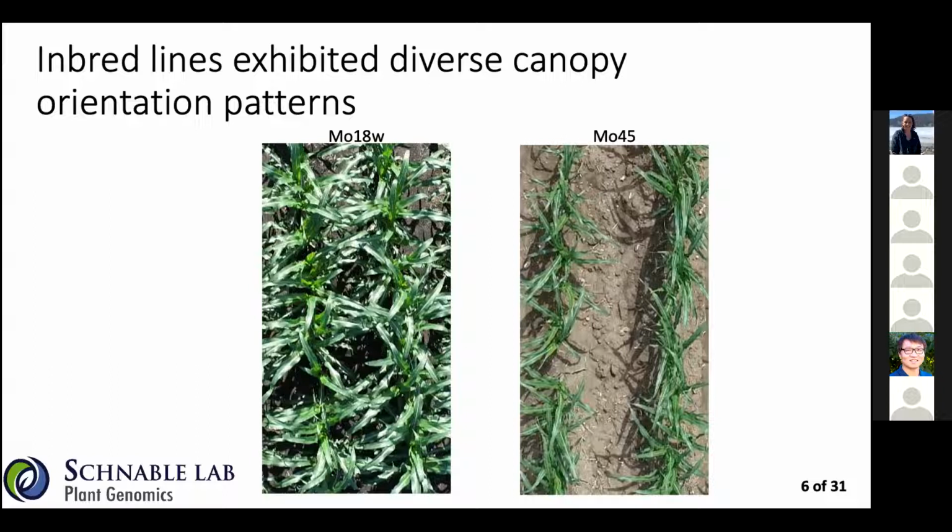And when we look at the inbreds, what we found is even more diverse than what we observe in the hybrids. For example, here are two examples. The Mizraim 18W, in which you can see that they follow a similar canopy pattern as the commercial hybrids, with the majority of the leaves oriented towards the interrow space and parallel to each other. Meanwhile, for the Mizraim mode 45, the plant, instead of pointing towards the interrow space, has leaves oriented in the same direction as the crop row. And therefore, we start to see the emptiness of the interrow space.